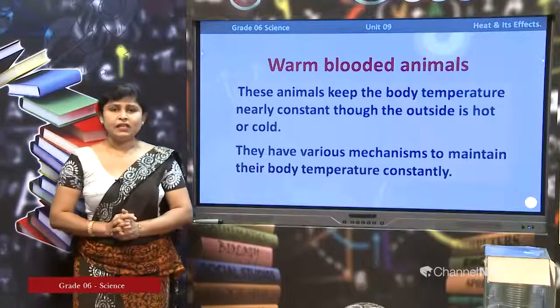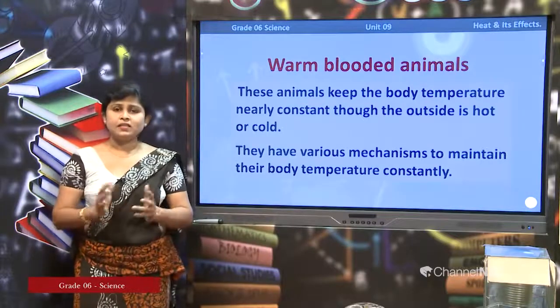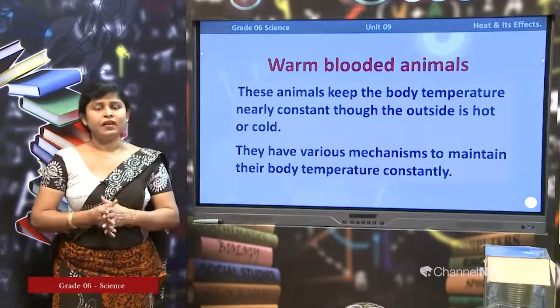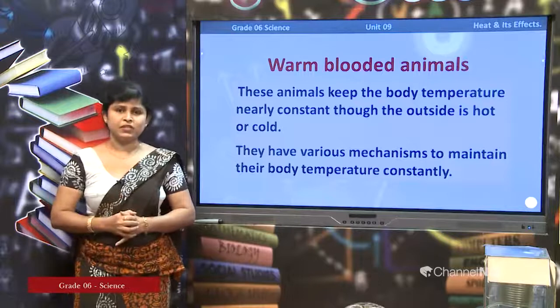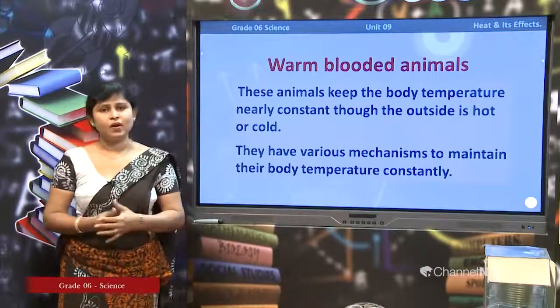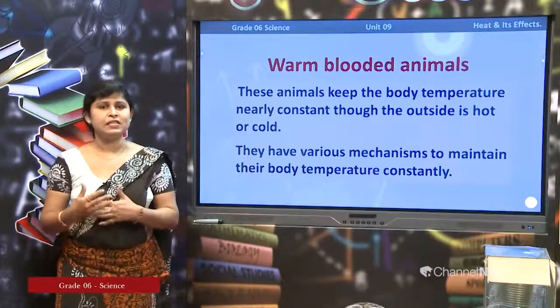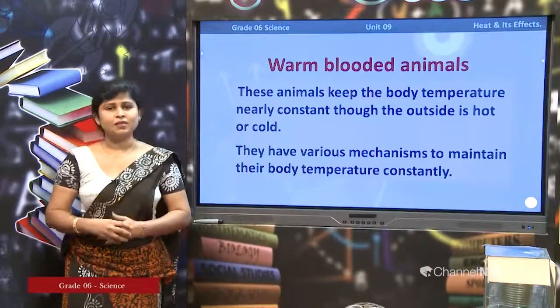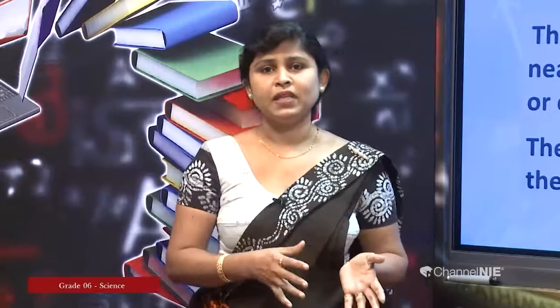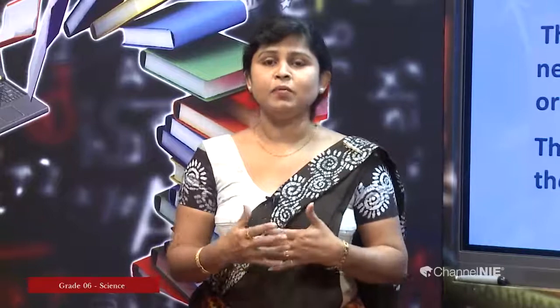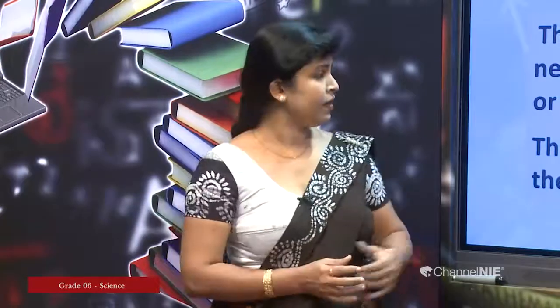Right? Indirectly, this is saying that there are certain animals in our environment that can control their body temperature, whatever the temperature outside. When the temperature is very hot, they have mechanisms to reduce their body temperature. When the temperature outside is very low, they have mechanisms to increase their body temperature. Right?